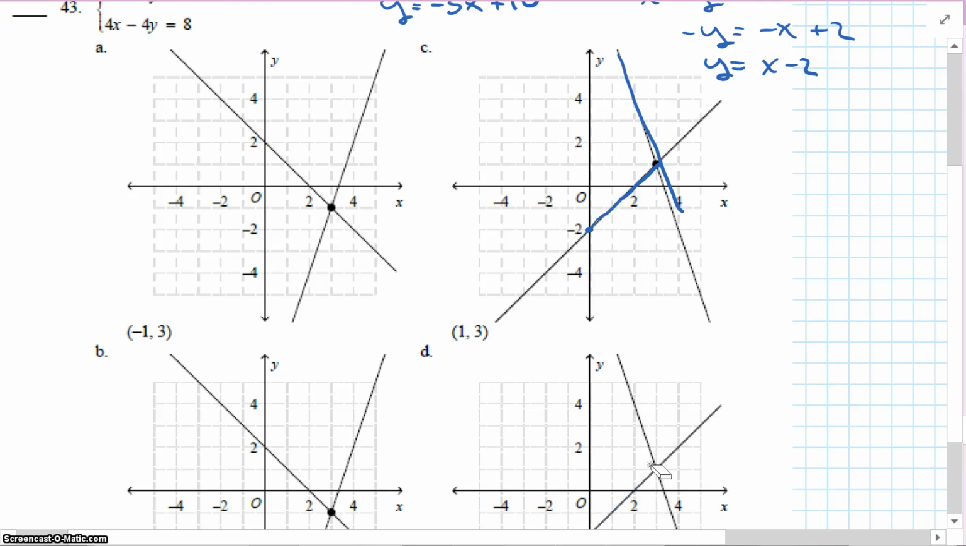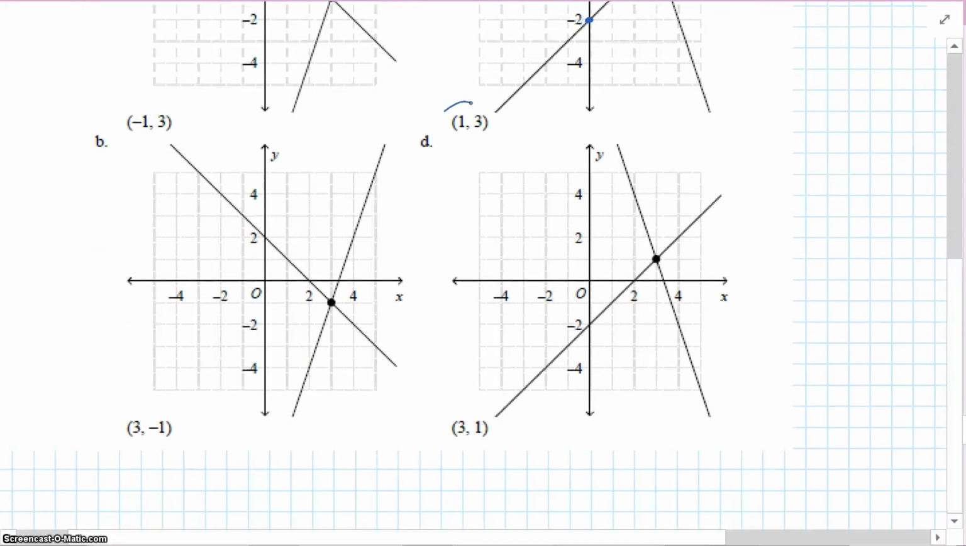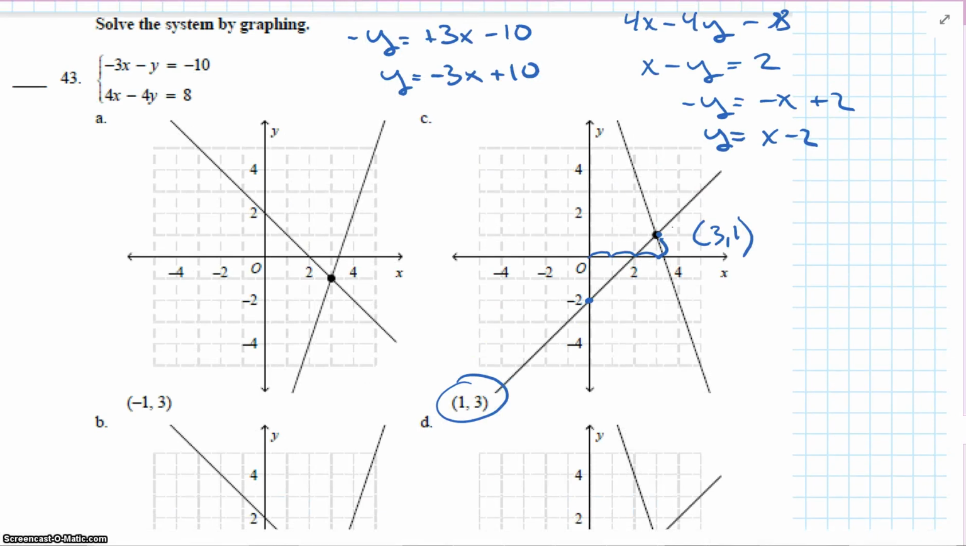So what's the difference? Well, what point do they cross at? Well, 1, 2, 3, 1. So (3, 1) is the answer. That one says (1, 3). This one says (3, 1). So on 43, the answer is D.